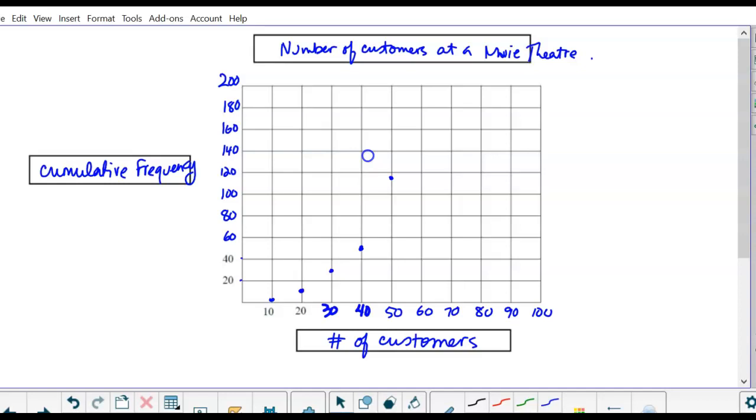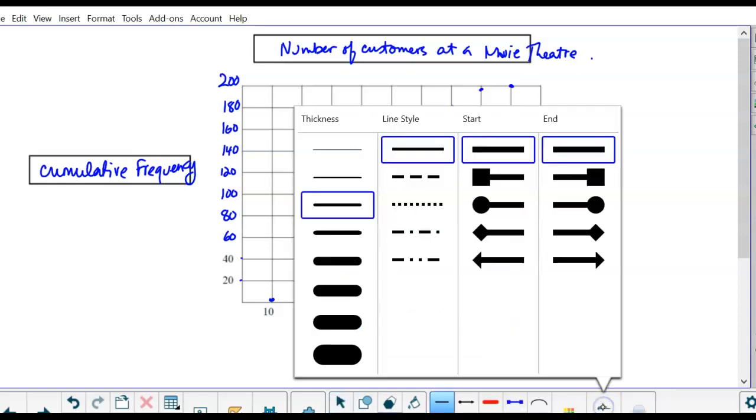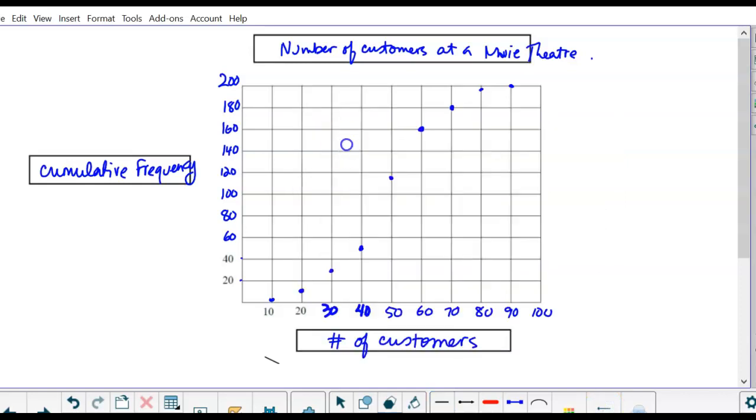The bigger the graph, the easier it would be. So then at 60, you're going to plot 160. That one's a nice one. 70, you're going to plot 180. That one's nice. 80, 198, and 90 is 200. Okay, and join it up with straight lines, not a curve, straight lines. A little thinner a line here.